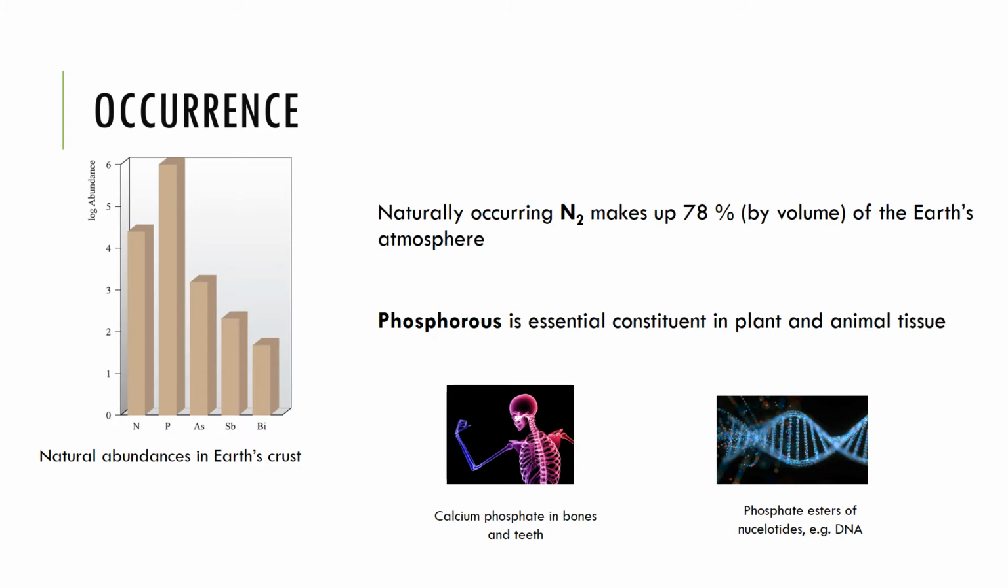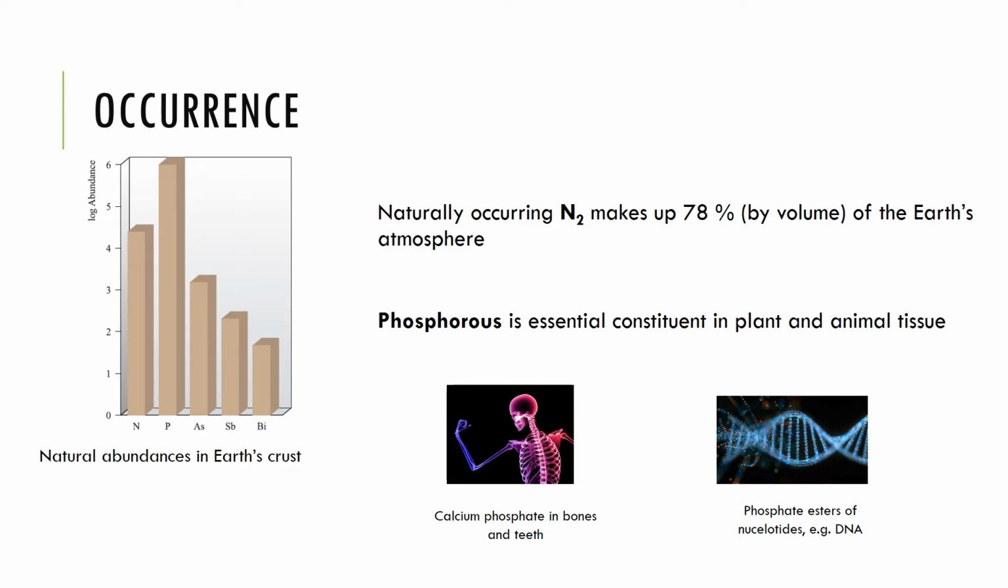Now you can see the natural abundances of the elements from this group in the Earth's crust. Nitrogen and phosphorus are the most naturally occurring in the Earth's crust. We know that molecular nitrogen, N2, makes up about 78% of the Earth's atmosphere. So the overwhelming component of the air we breathe is molecular nitrogen.